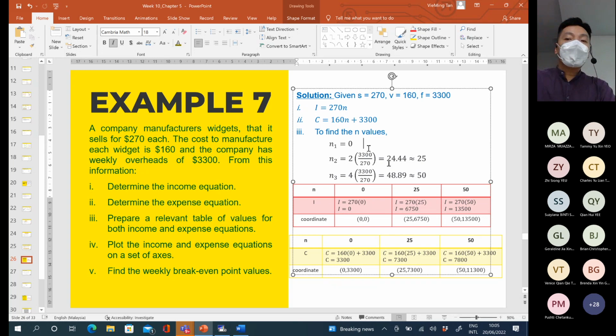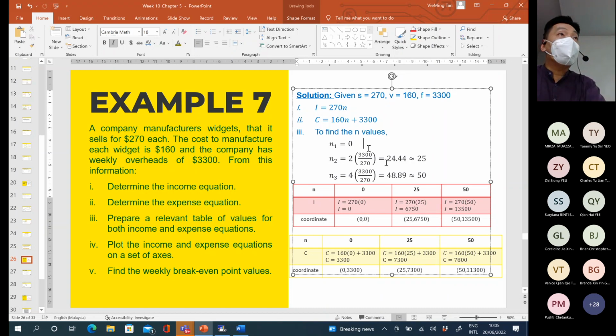Then how about the third point? For the third point we can assume that x is equal to 4 multiplied by the fixed cost divided by the selling price per unit, which is about 48.89. So we can round it to 49 or 50. It's up to you, we just need to choose one point. The reason is so that we can have a longer line when we draw.